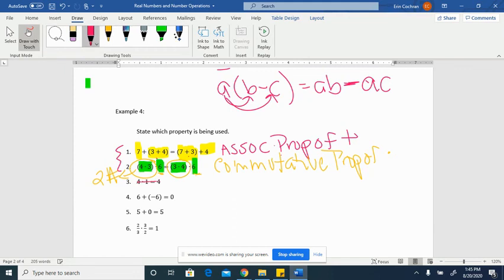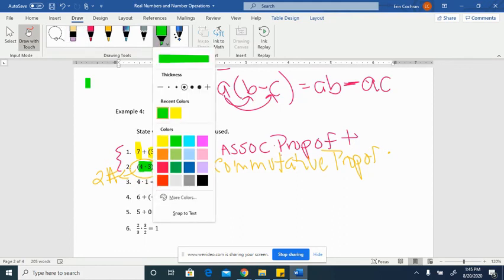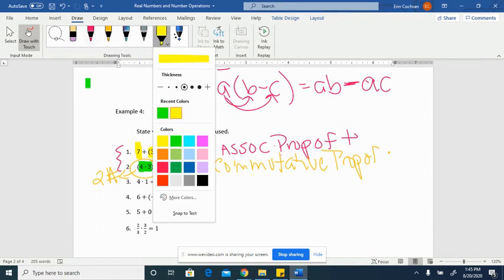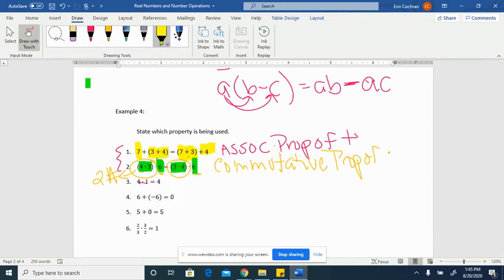Okay. All right, next one. 4 times 1 equals 4. All right, so we're taking 4, multiplying it by 1, and getting it back to 4. So I'm getting it back to itself. And if it's getting back to itself, it is the identity property. And this is multiplication, so it's of multiplication.